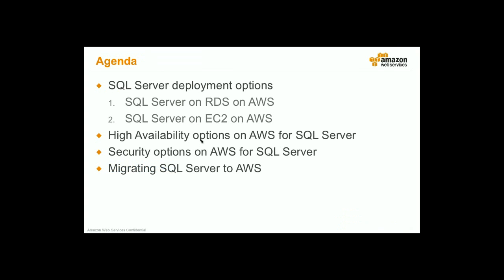So the topics I wanted to talk about today are the SQL Server deployment options. Namely, there are two deployment options which you'll hear about today, one of which is our Relational Database Service offering, RDS, and the other one is our EC2, Elastic Cloud Compute offering, where you can deploy the SQL Server database onto. We'll also talk about the high availability options with SQL Server on AWS, the security and the migration to AWS options.